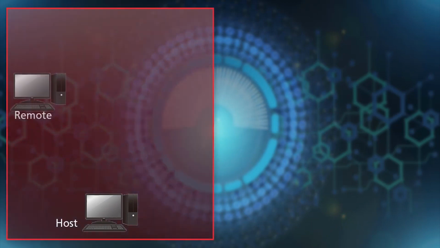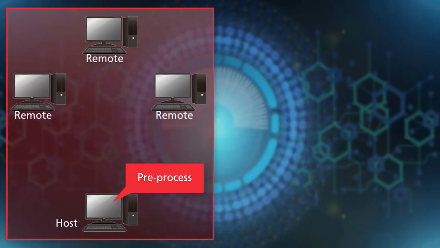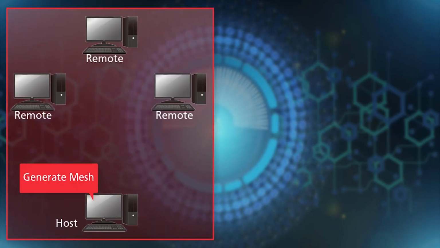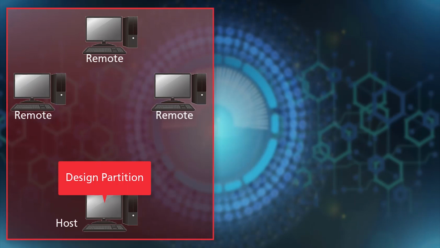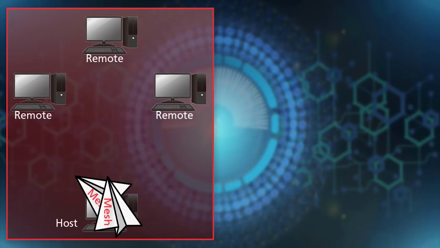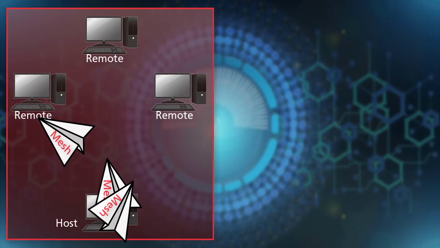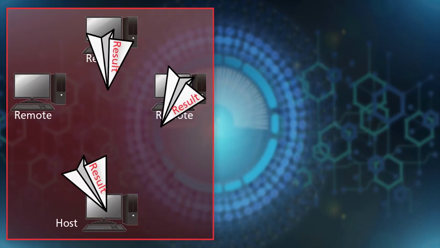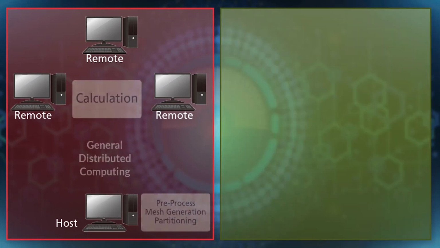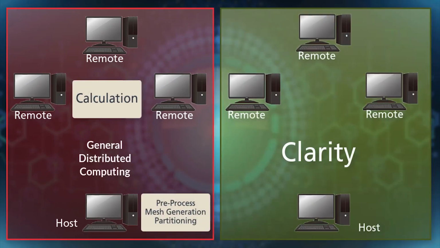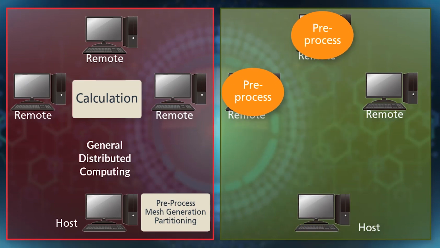In traditional distributed computing, the shape processing, the mesh generation, and the design partitioning are performed by a host machine. Then the host machine passes the mesh data to the remote machines, and remote machines return the result to the host machine. Clarity distributed computing is different. Clarity also distributes the shape and meshing process to the remote machine.